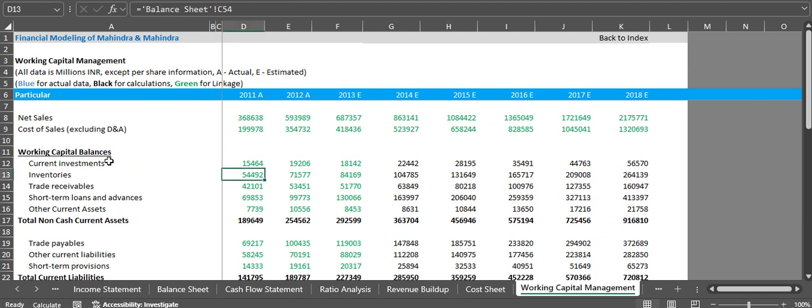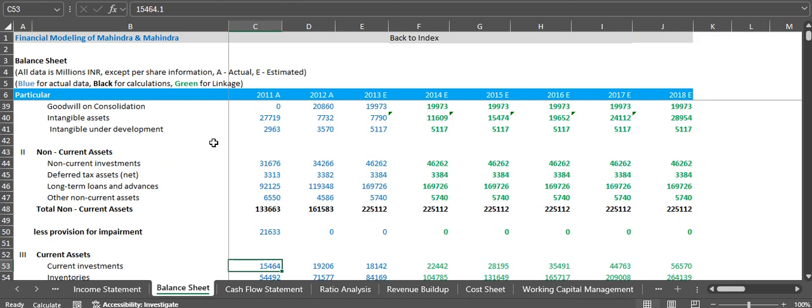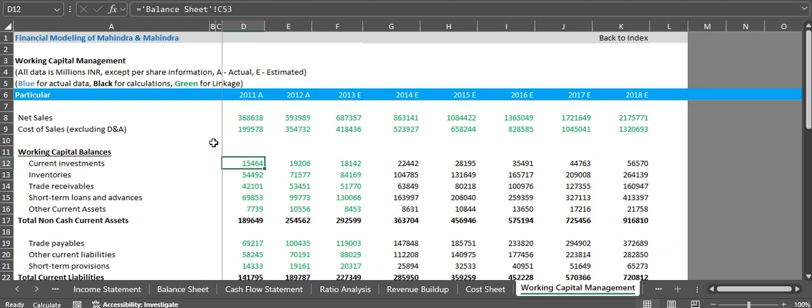Then we have the working capital balances. So it's a current investment. Then let's click on this. This is the current investment of the particular region. Then we have the inventory, and then we have the trade receivables. These are short-term loans and advances and other current assets. So this is an investment, or you can say it's short-term or long-term, something like that. These are the working capital balances.